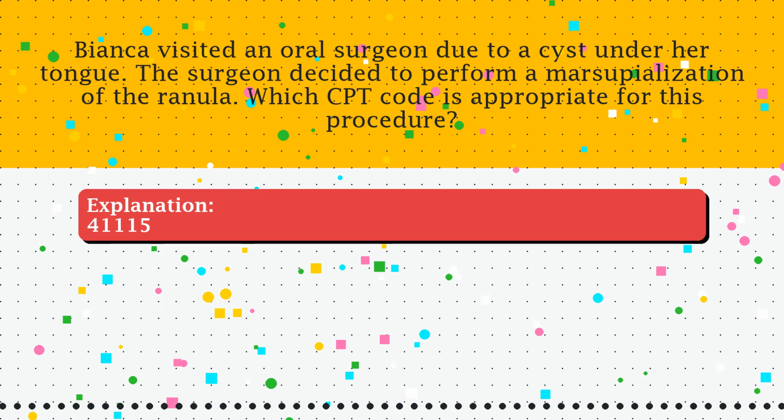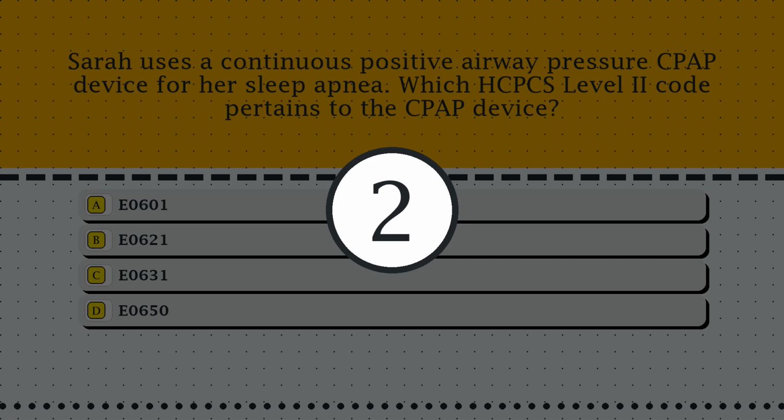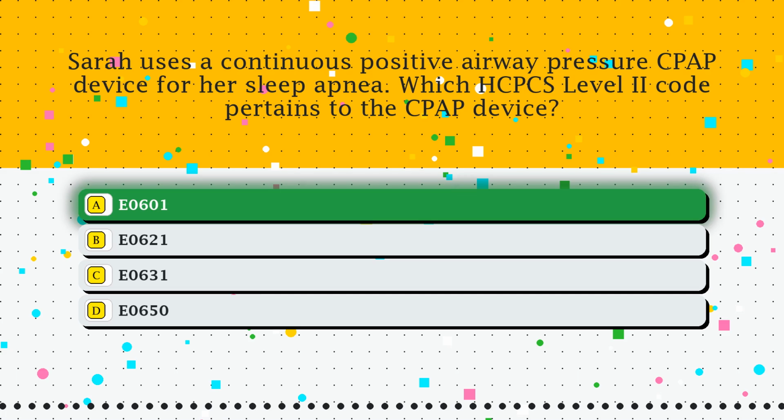Question 230. Sarah uses a continuous positive airway pressure CPAP device for her sleep apnea. Which HCPCS Level 2 code pertains to the CPAP device? Option A, E0601. Option B, E0621. Option C, E0631. Option D, E0650. The correct answer is option A, E0601.